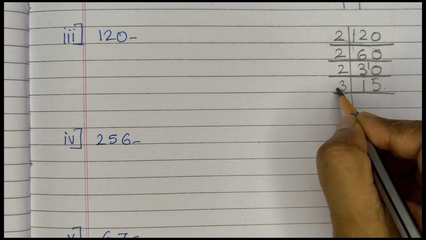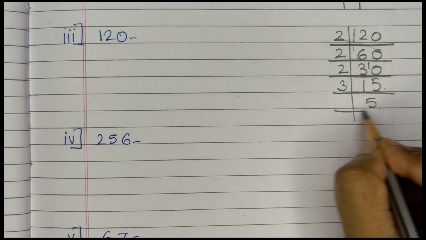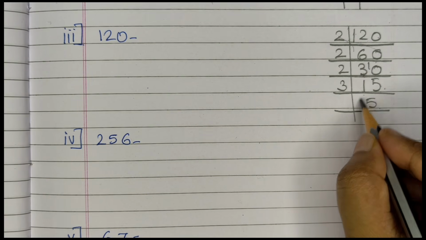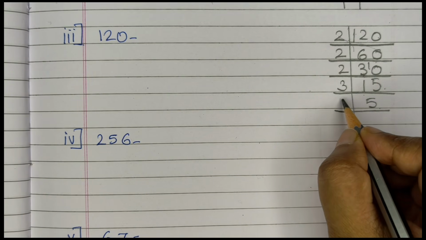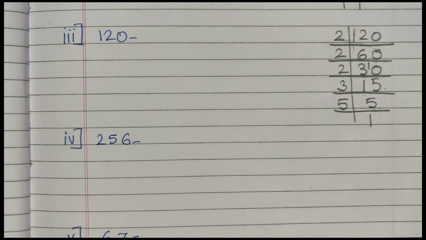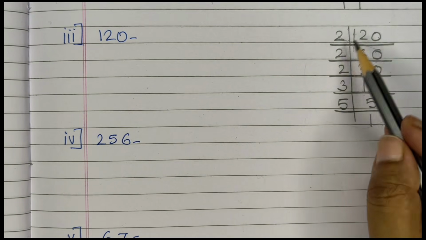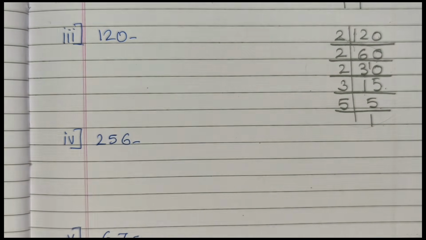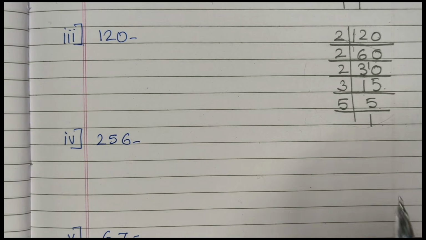We can take 3. 3 5s are 15. Now 5 doesn't go in any table. We have to take the number itself. 5 1s are 5. So we are done with the factorization. Now we will get each and every divisor of 120. So let's start writing the divisors.